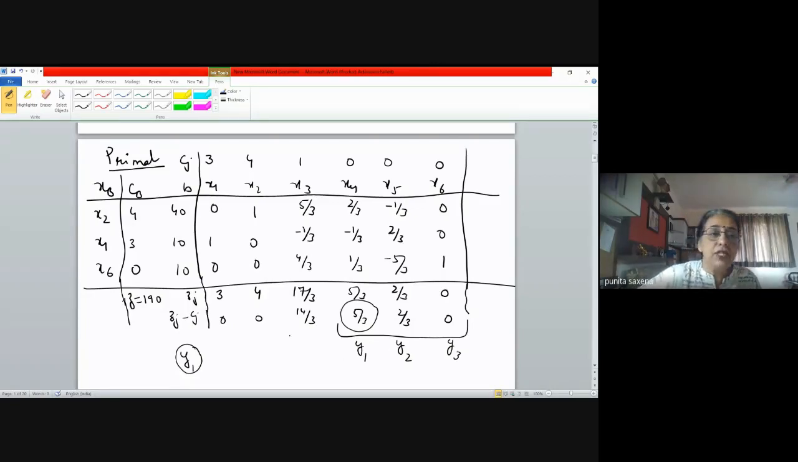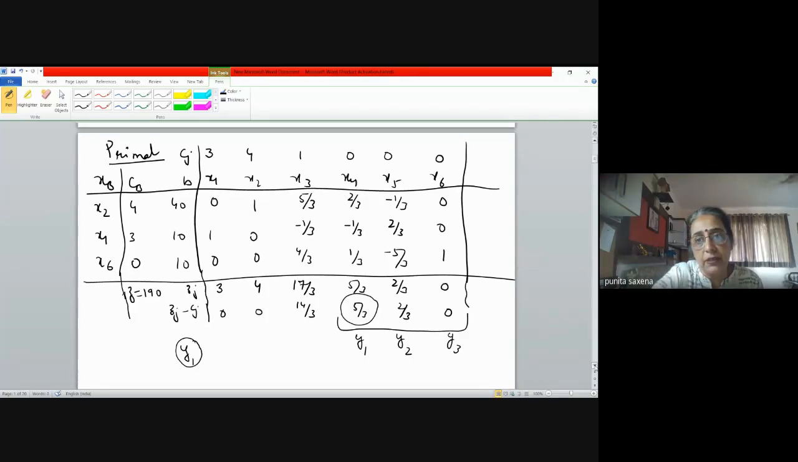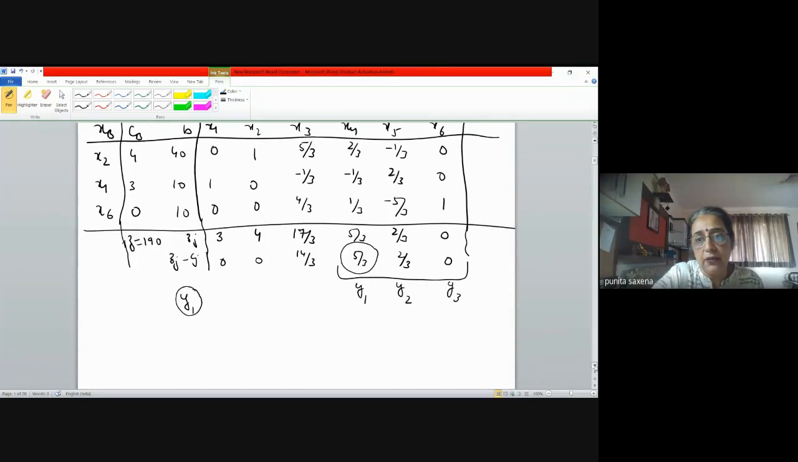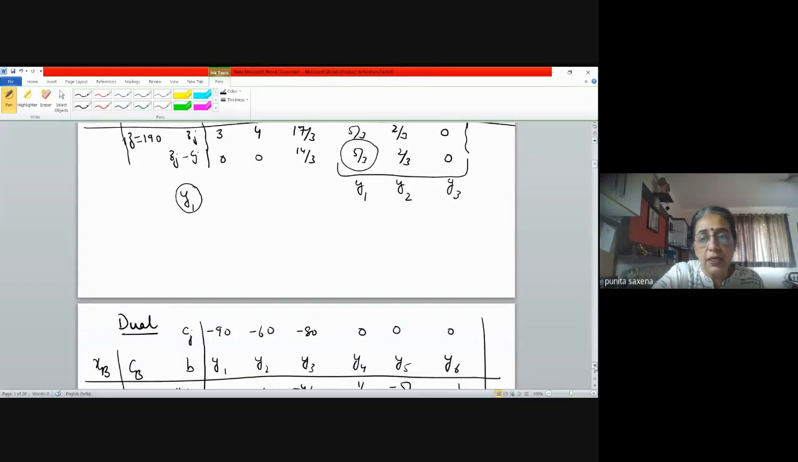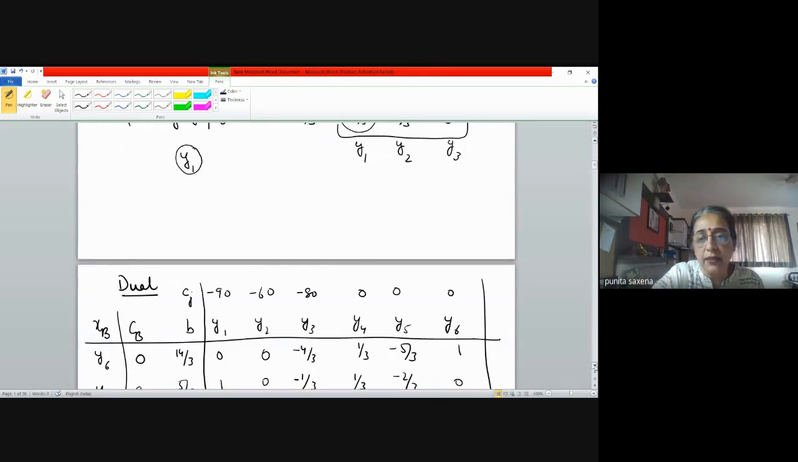Okay, now just see. If you look at the solution of your primal problem, how much is x1? 10. How much is x2? 40. x3? 0. Now go back to your optimal dual table. If you go back to your optimal dual table, again, do you see those values somewhere?